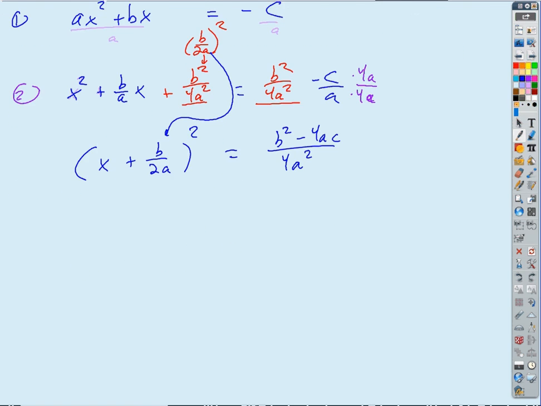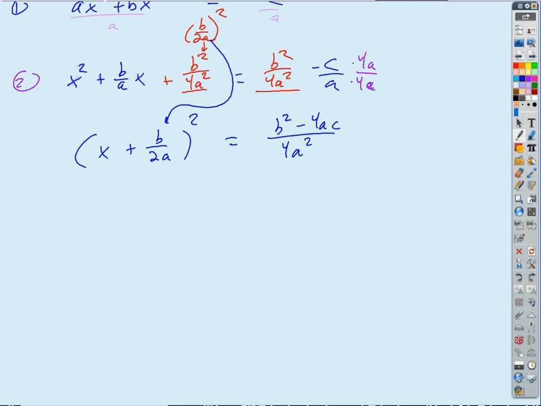All right, now what? Then you square root. I'm going to square root both sides. Okay, so the next step, I guess that was step 3. Step 4 would be if I square root both sides, I get x plus b over 2a equals what?